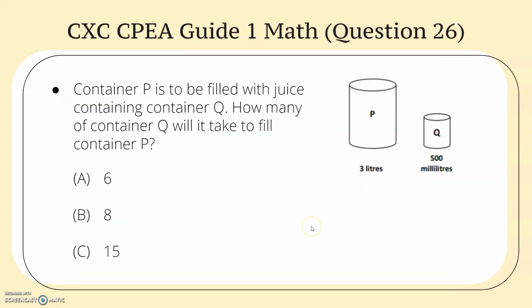Here's a question from the CXC CPA Guide 1 Math test. This is question 26. The question is, container P is filled with juice containing container Q. How many container Q will it take to fill container P? I'll give you a few seconds to pause the video to work this one out, and whenever you're ready, unpause and I'll explain it.